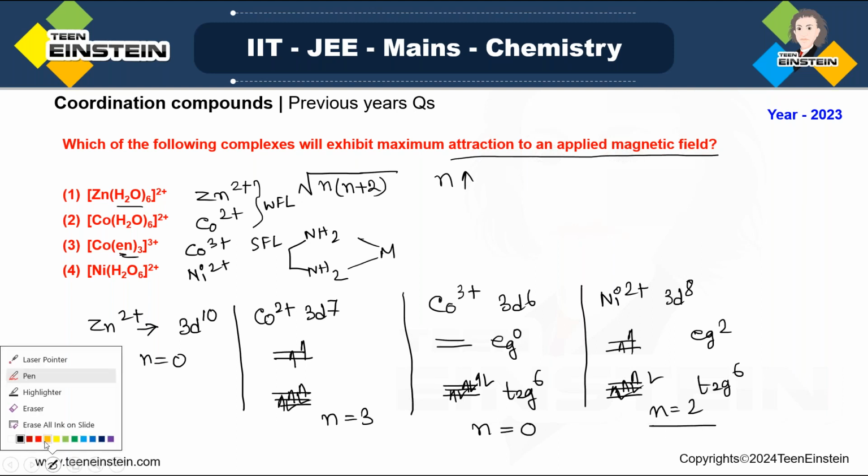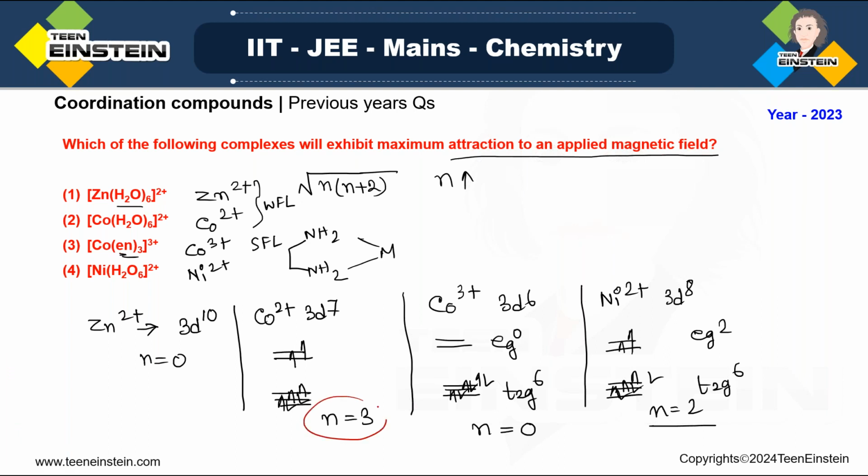Now in which case is the number of unpaired electrons maximum? It is this one, right? That is cobalt 2+. So that is why this should have the maximum attraction to an applied magnetic field. This is the correct option. Be careful about the strong field ligand and weak field ligand. So here it is a strong field ligand, and the other 3 are weak field ligands.